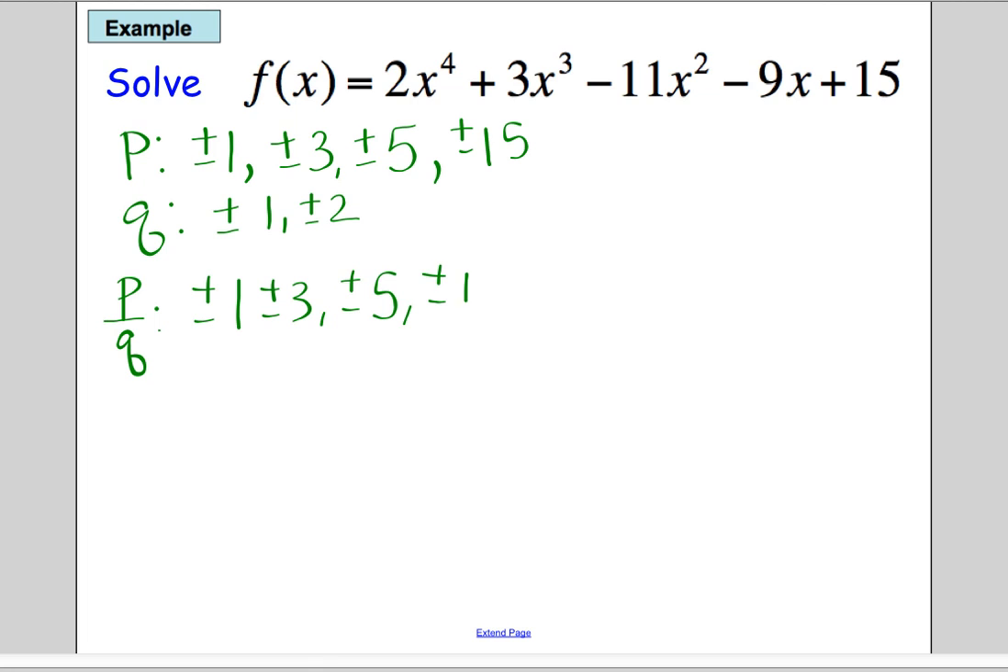And then I have to do the same thing with all the 2's. So we get 1 half, 3 halves, 5 halves, and 15 halves.